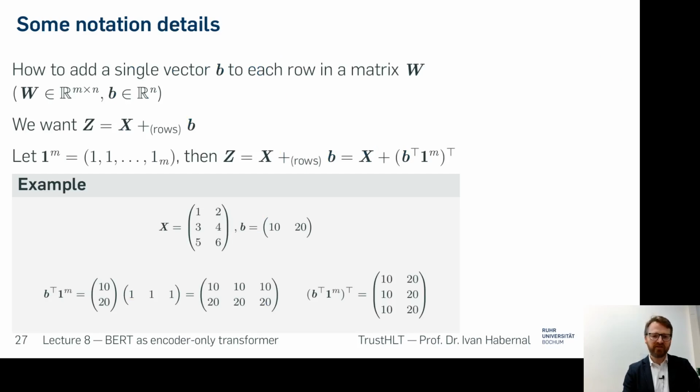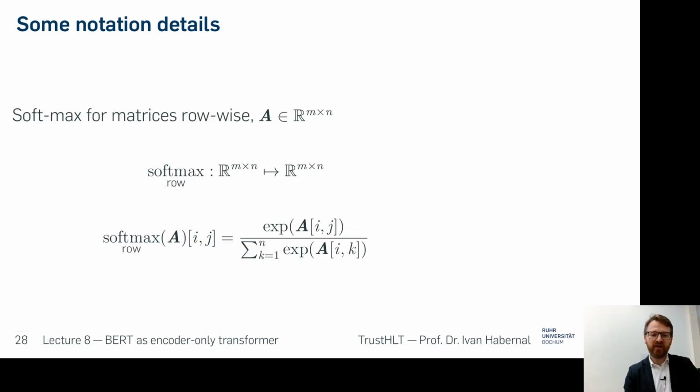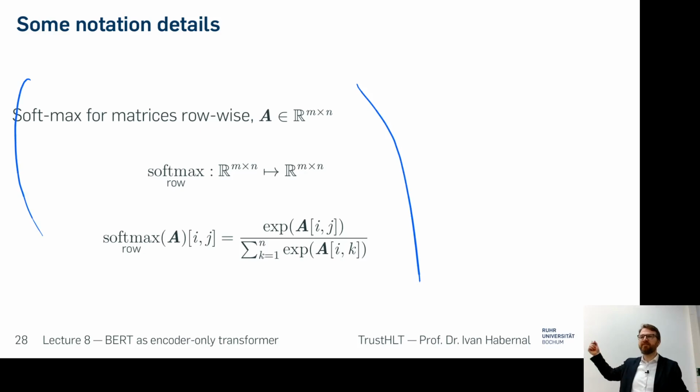Okay, some notation details. How to add a single vector b to each row in a matrix. This is not important for now. I mean, this is important for the algorithm on the next page, but you can look it up afterwards if you want. And also how to do softmax row-wise. Because softmax works on a vector, if you want to do it row-wise, you just apply it for each row vector. I just want to spell it out very precisely, so if you really want to implement it, you know how to implement it correctly. So if I say softmax over rows, this is how it could be, in detail.